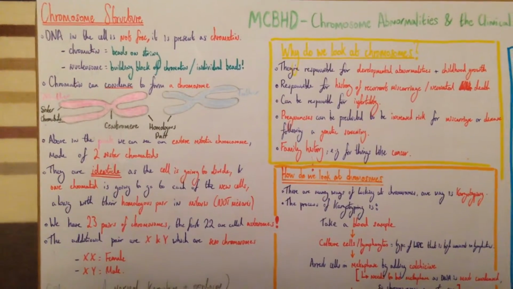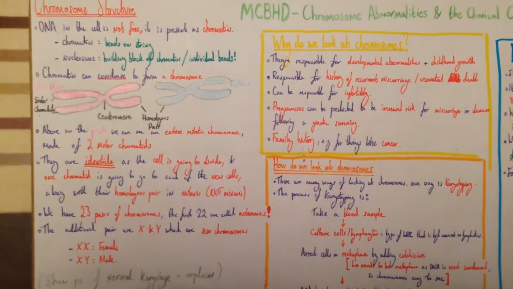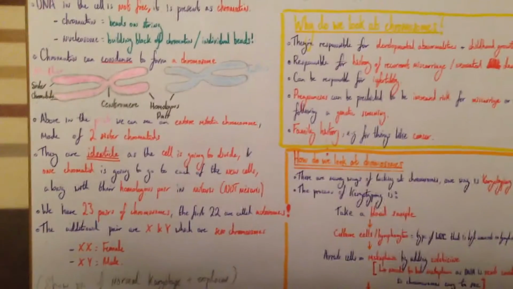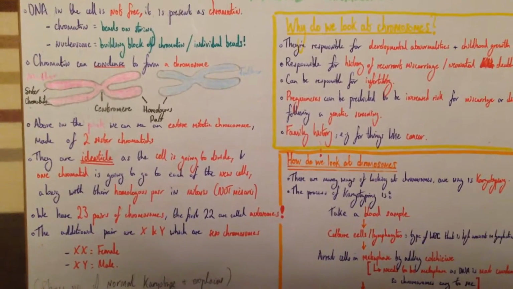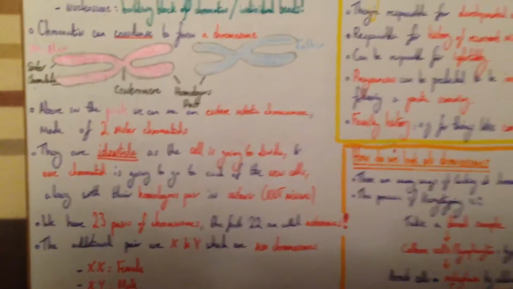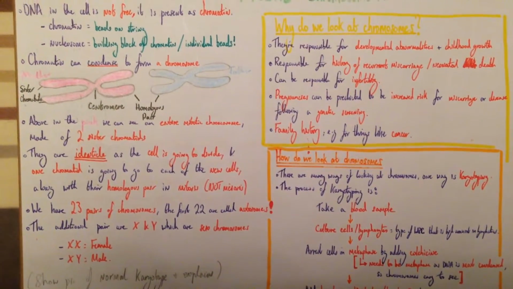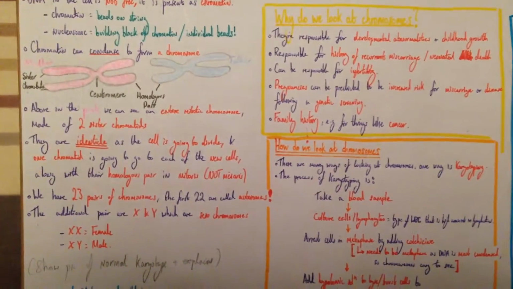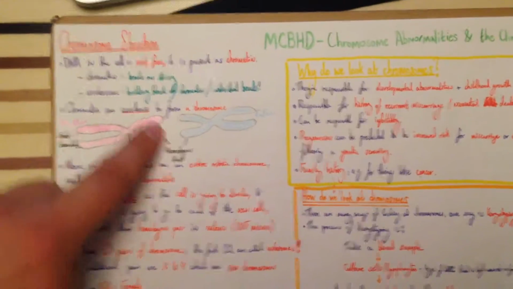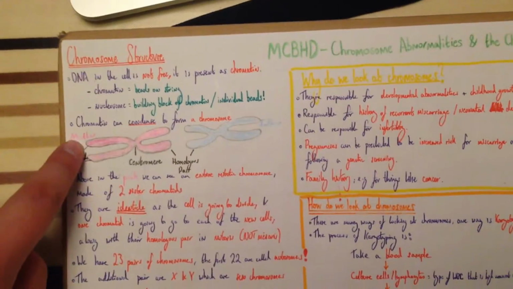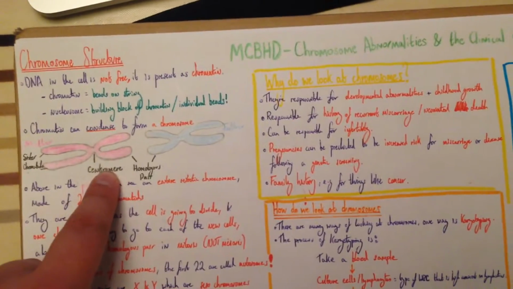Chromatin can condense to form a chromosome. And here are two examples of chromosomes. So the above in the pink, we can see an entire mitotic chromosome made of two sister chromatids, attached at a centromere.